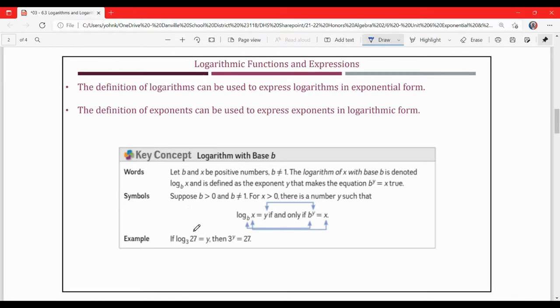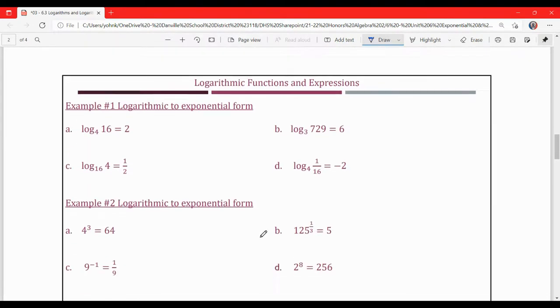So for instance, if you have log base 3 of 27 equals y, then you can write 3 to the y equals 27. And so now you can figure out, oh, y is 3 because 3 times 3 times 3 is 27. So logarithms are helpful when finding powers and exponents of different functions or values.